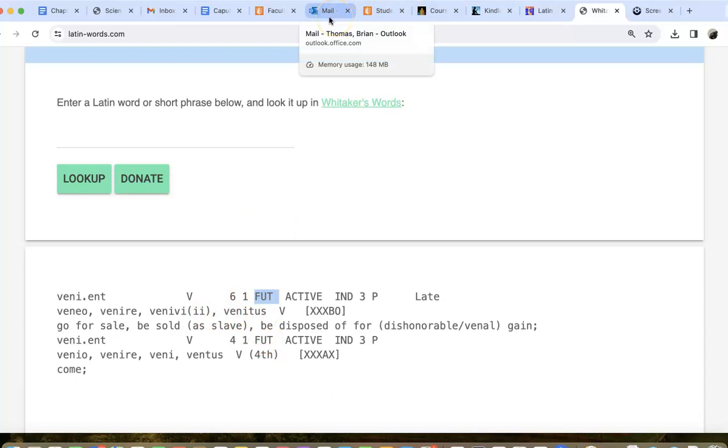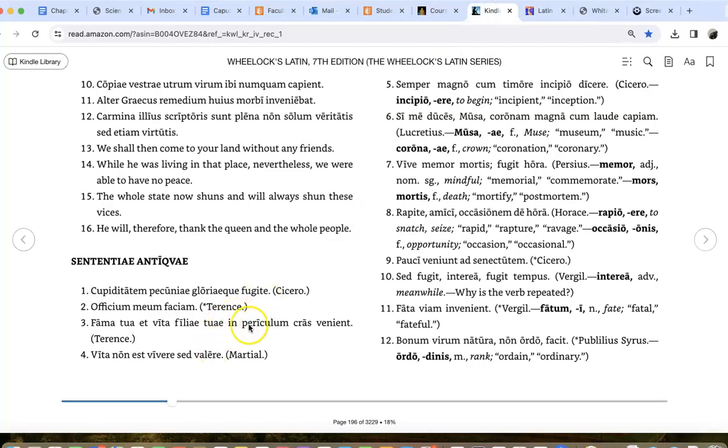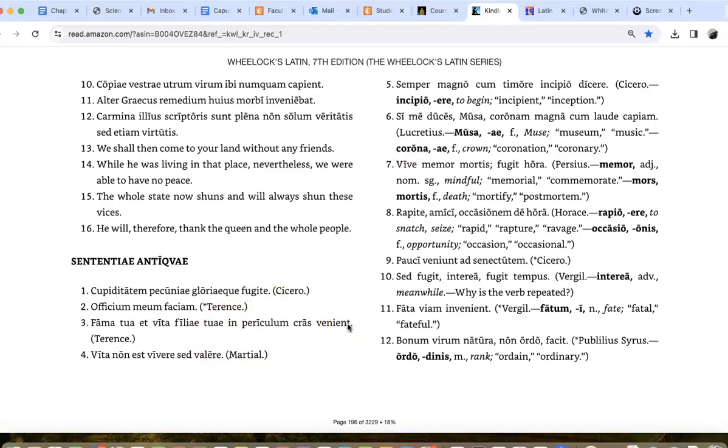Again, take a look at the endings in the beginning of the chapter that describes this. E is the key vowel indicating future. But then we have NT, which means they. So that is the third person plural. Cras is where we get words like procrastinate. Cras is an adverb, it means tomorrow. So again, you probably want to do something like this: Fame, your, and life of daughter, you're in danger, tomorrow will come.